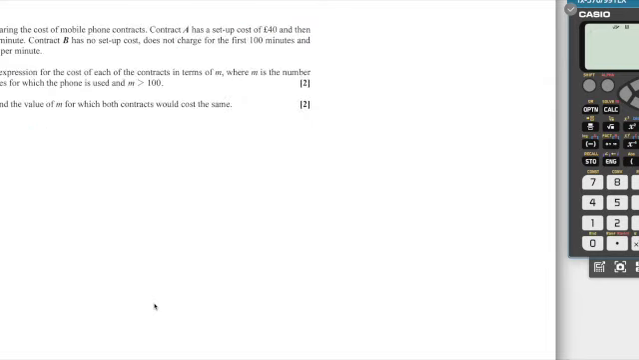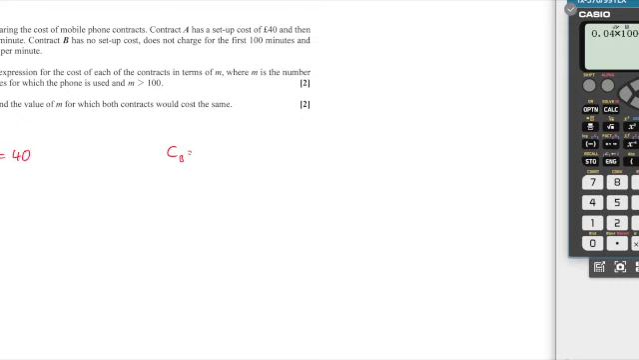Alex is comparing the cost of mobile phone contracts. Contract A has a setup cost of £40 and then costs 4p per minute. Contract B has no setup cost, does not charge for the first 100 minutes and then costs 6p per minute. Find an expression for the cost of the contracts in terms of m, where m is the number of minutes for which the phone is used and m is greater than 100. So it's just saying that you have got 40 plus 0.04m.